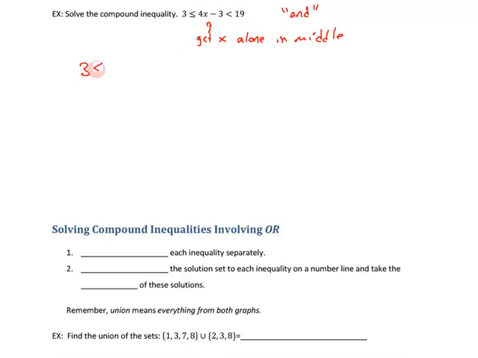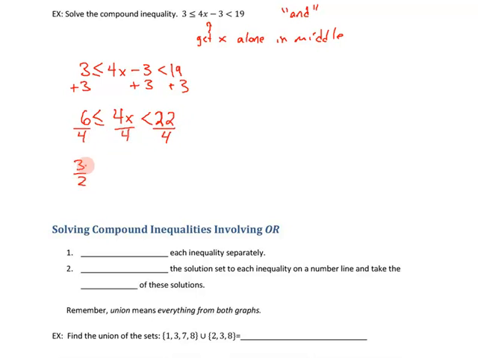So start with 3 less than or equal to 4x minus 3 less than 19, and add 3 to each side. Okay, I end up with 6 less than or equal to 4x less than 22. Now I'm going to divide everything by 4 to get the x by itself. That's going to give me 3 halves, just reducing that fraction, less than or equal to x less than 11 halves.